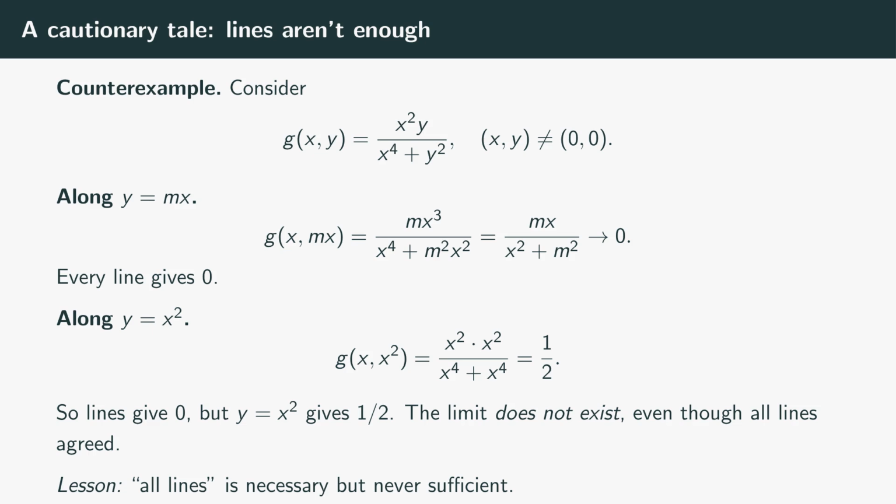This is the cautionary moral. Along every straight line, the limit agreeing is a necessary condition, but never a sufficient one. There are always stranger paths, parabolas, cubics, logarithms, that may break the agreement. To prove a limit, switch to polar coordinates or squeeze.